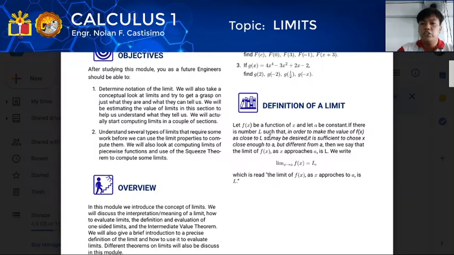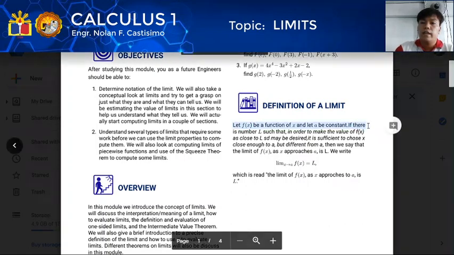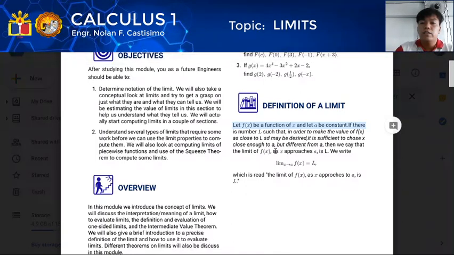So, definition of a limit. We'll start with this. Let f of x be the function of x, and let a be constant. If there is number L such that in order to make the value of f of x as close to L as may be desired, it is sufficient to choose x close enough to A, but different from A, then we say that the limit of f of x as x approaches A is L.